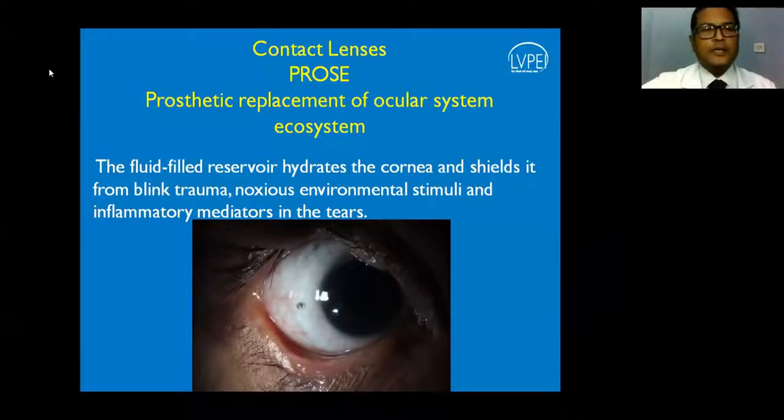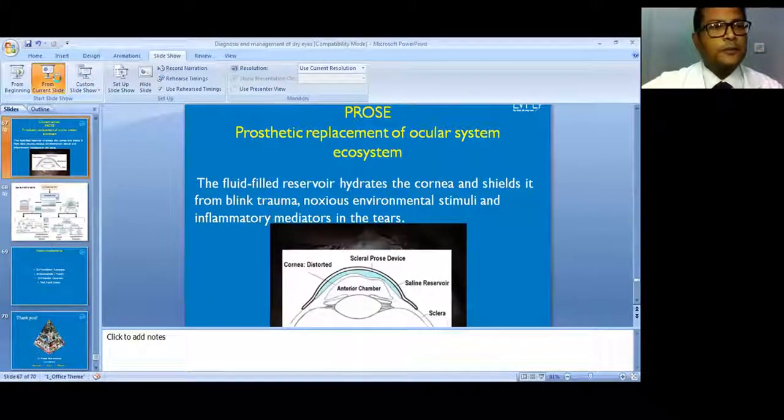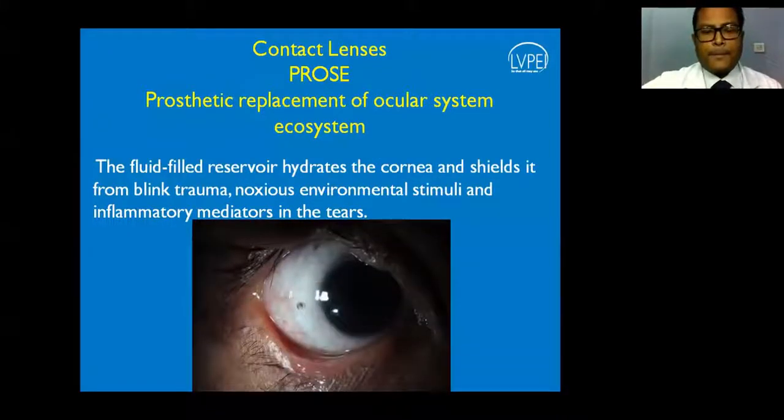This is a patient of Stevens-Johnson syndrome who has a lot of ocular surface discomfort. So we can see the PROSE, which is a very large lens that sits onto the anterior surface of the cornea and the adjacent part of the sclera, and it keeps a tear film reservoir underneath and helps in alleviating the symptoms of dry eye.